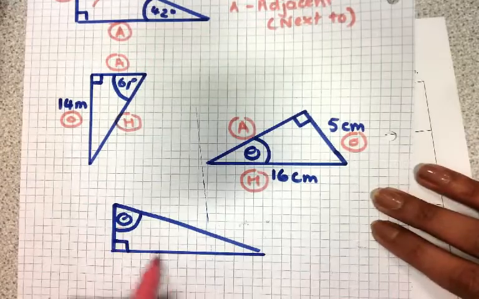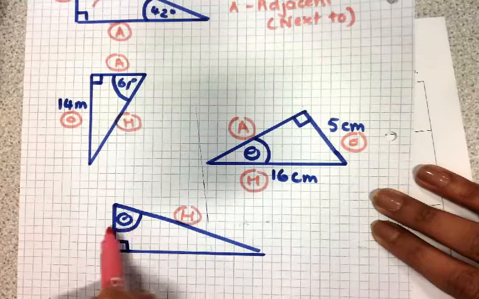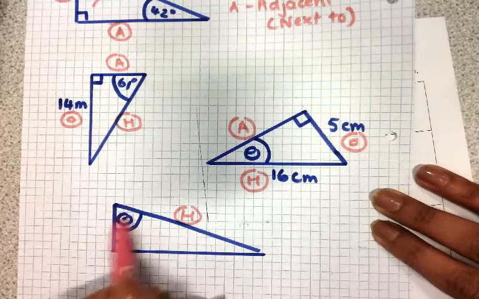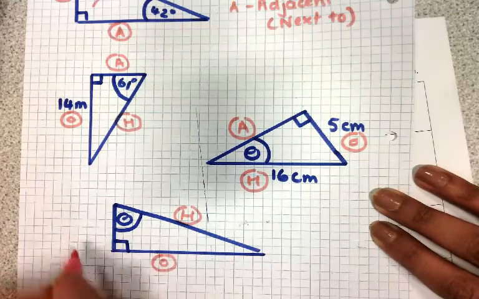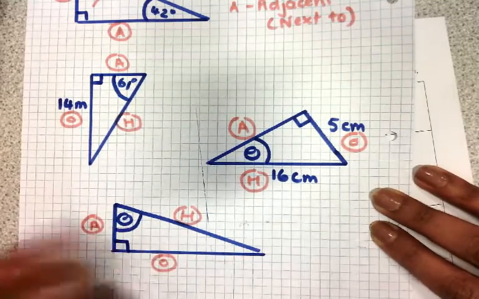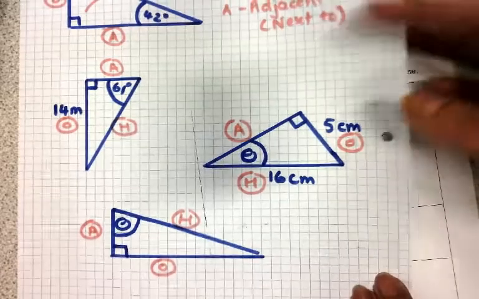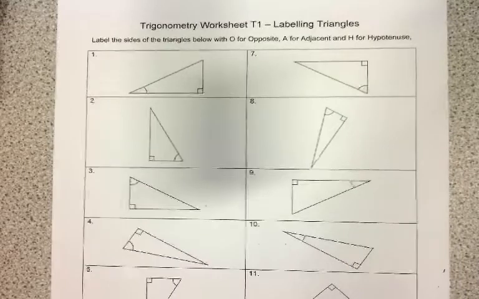So hypotenuse, firstly, opposite the right angle. Opposite the angle that we're focusing on here is this length. And then this length is adjacent, it's next to it. So in the next exercise, we can label the sides of the triangle.